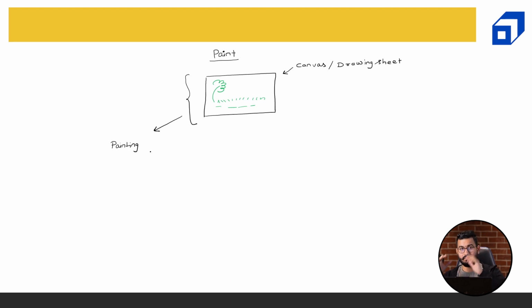Now a painting as an overall structure comes with two components. Number one, we have the canvas or the drawing sheet on which we essentially paint. And then we have the actual drawing or the scenery. So we have the drawing, right? Now why I'm talking about this? This is not a painting class, but this is the core concept behind how we visualize data in Python.